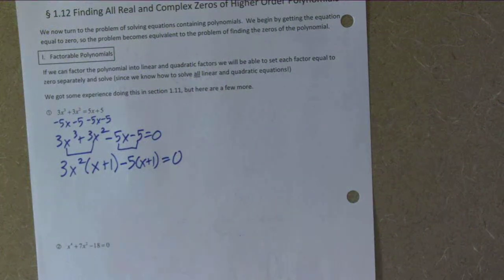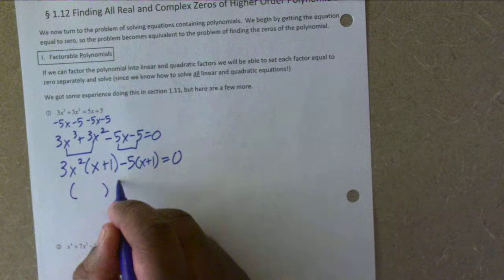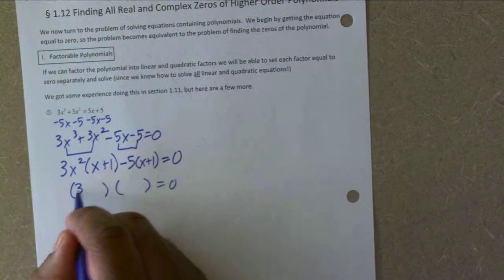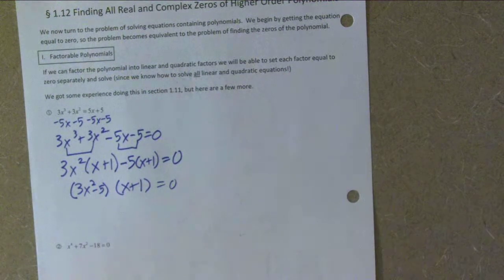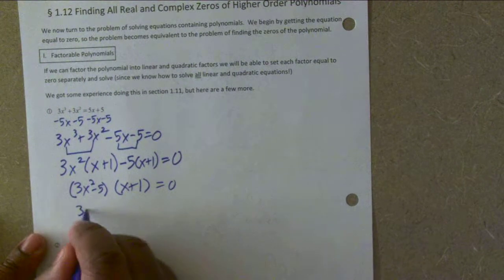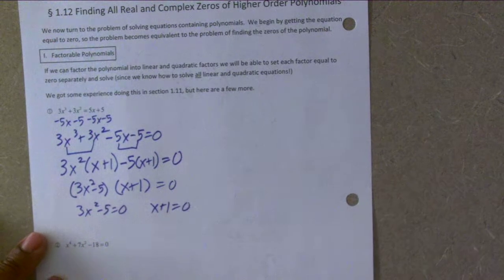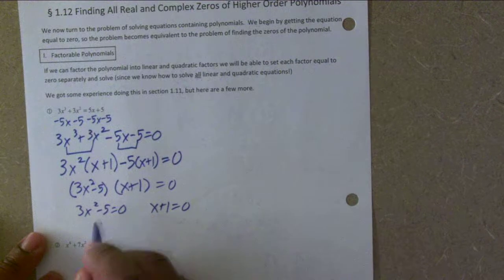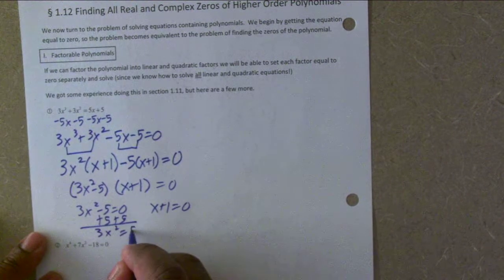Now, we'll rewrite this in 2 parentheses. So we have 3x squared minus 5 times x plus 1, and that equals 0. Now we have factored this out. Now we can set both of our parentheses equal to 0. So we will have 3x squared minus 5 equals 0, and x plus 1 equals 0. So, we can add 5 to both sides. We have 3x squared equals 5.